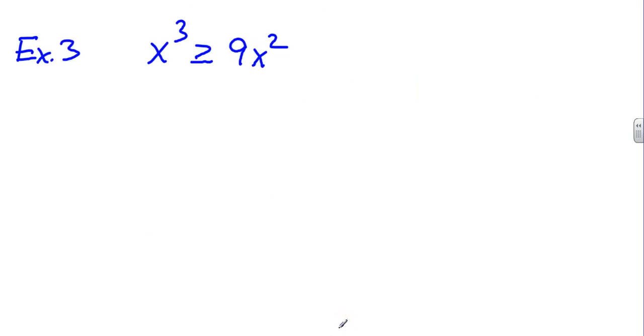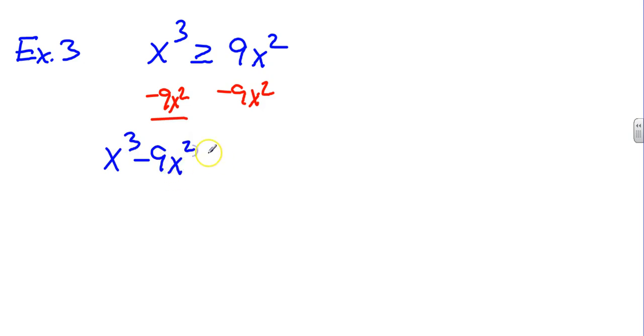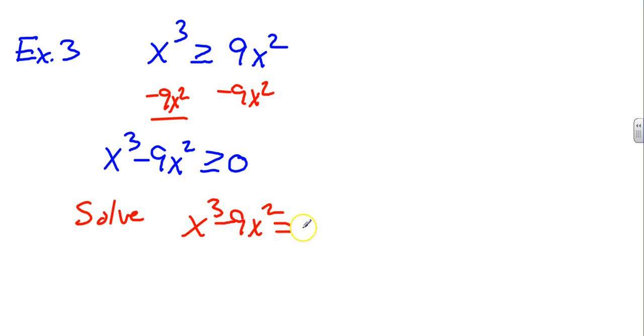Okay, it's not equal to 0. So very first thing is, let's move this back over to the left side so it's compared to 0. So we have x to the third minus 9x squared greater than or equal to 0. So to get the boundary points, we're going to solve this equation equal to 0.